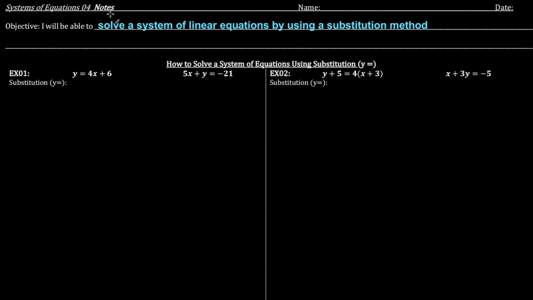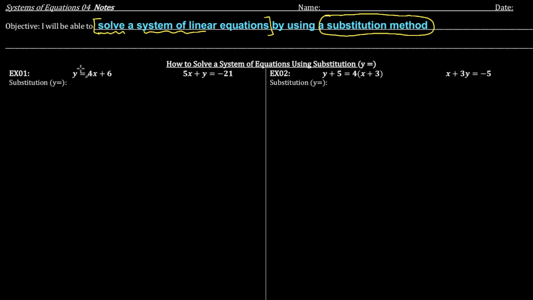All right, so in this lesson, we will solve a system of linear equations. So we're going to solve a system again. Solve a system of linear equations. And we'll use a substitution method again, but this time it will be a different substitution method than we used previously. So example 1, y equals 4x plus 6, and the other equation is 5x plus y equals negative 21.